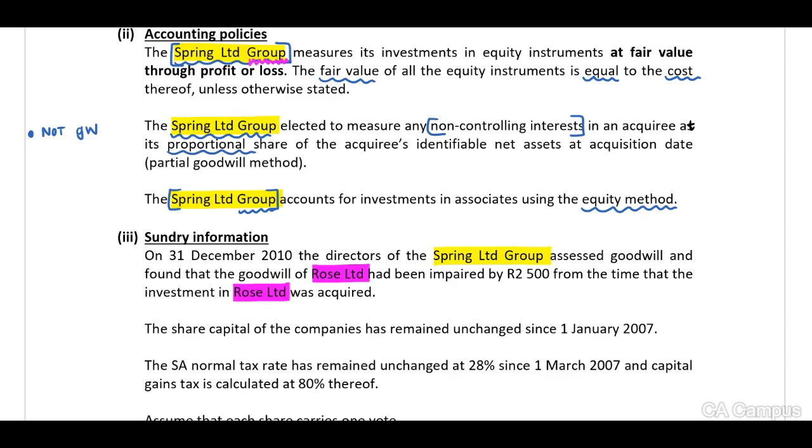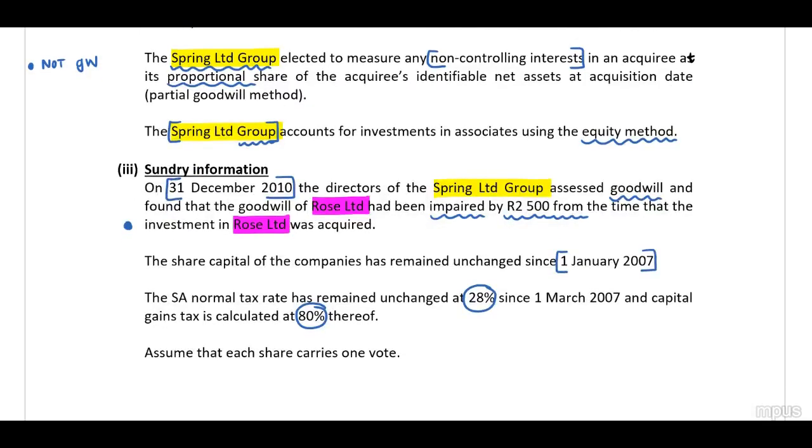Sundry information. On 31 December 2010, the directors of the Spring Limited Group assessed goodwill and found that the goodwill of Rose Limited had been impaired by 2,500 Rand from the time that the investment in Rose Limited was acquired. We need to identify this, guys. We need to decrease our goodwill. The share capital of companies has remained unchanged since 1 January 2007. The normal South African tax rate has remained unchanged at 28%, and capital gains tax is calculated at 80% thereof. Assume that each share carries 1 vote.